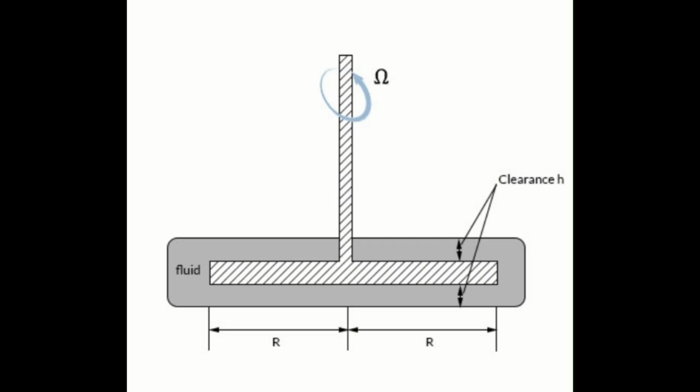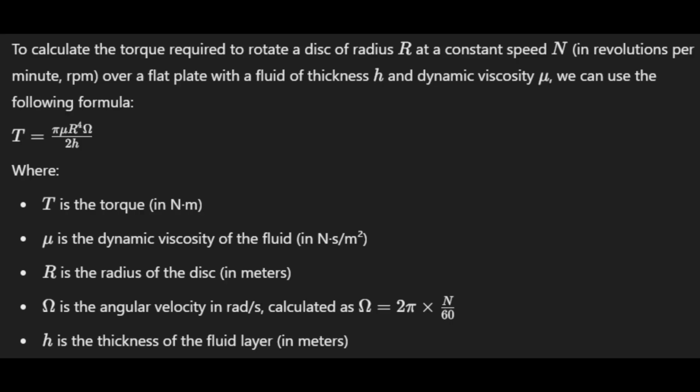Okay, so this thing is rotating inside that flat plate, inside a fluid having viscosity mu. So we have to find how much torque is required to rotate inside it. Okay, so what is the correct formula? So this is a fixed condition.